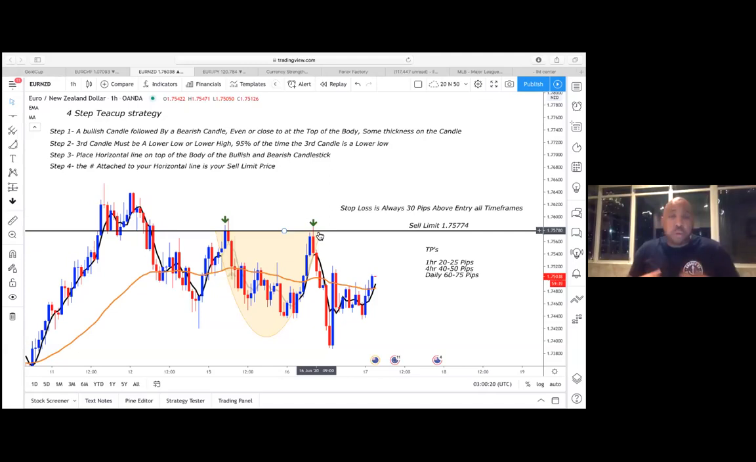And all we're going to do is go about our day. We're not going to look at the charts 24/7. We're not going to be on our phones all day because we already put our pending order. All we're doing is waiting for the market patiently to come back to us to put us in the trade, to activate our order. Now we're in the trade for a sell.